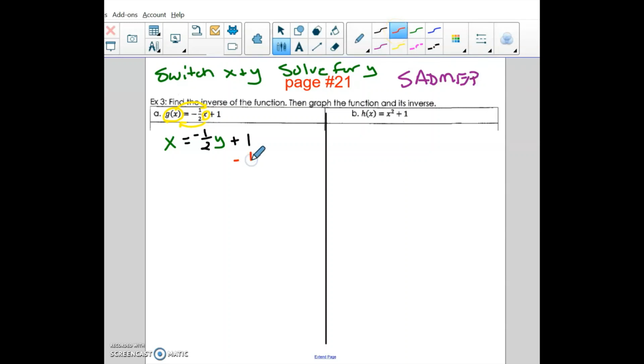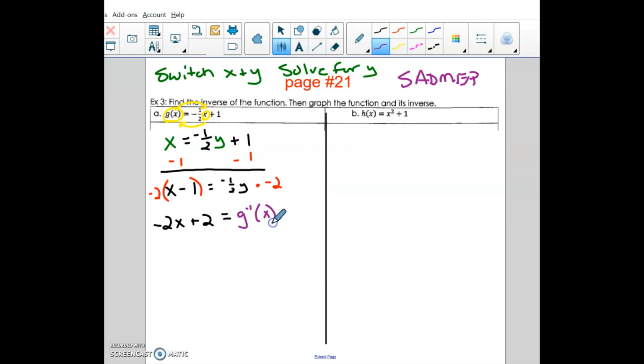So we will subtract first. X minus 1 equals negative half y. We're going to multiply both sides by negative 2 because that's the reciprocal. Please note that I'm using parentheses to multiply everything on the left-hand side. That's negative 2x plus 2 equals, and then here is where we're finished, so it's not f, it's g. g negative 1 of x. Okay?